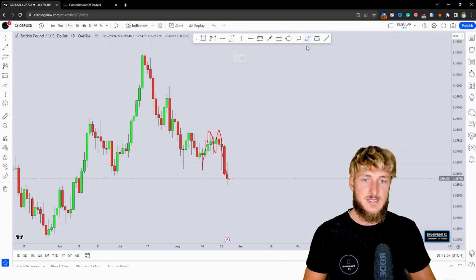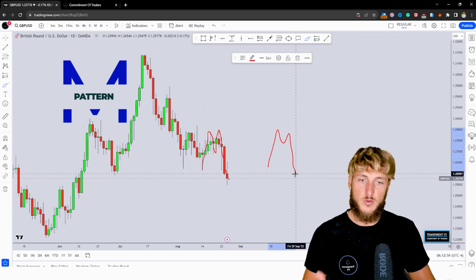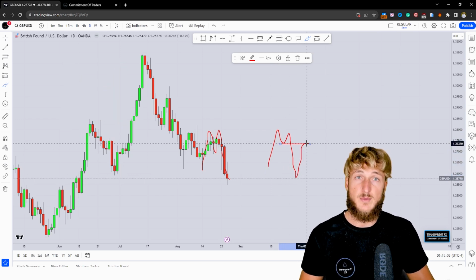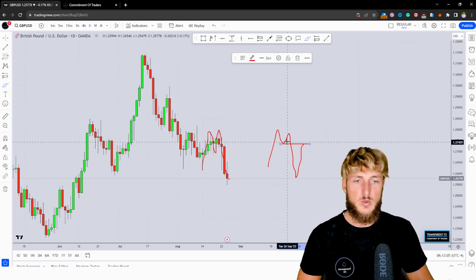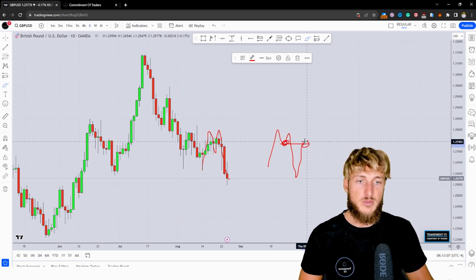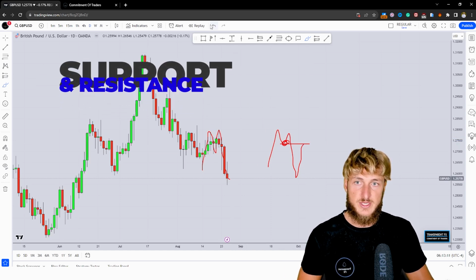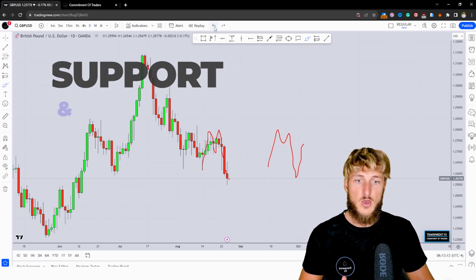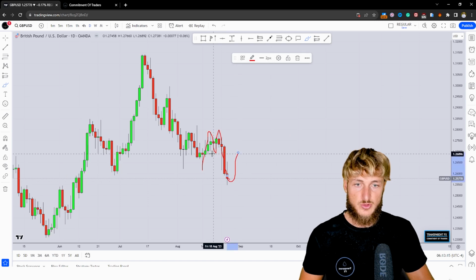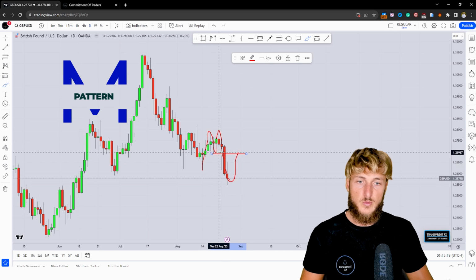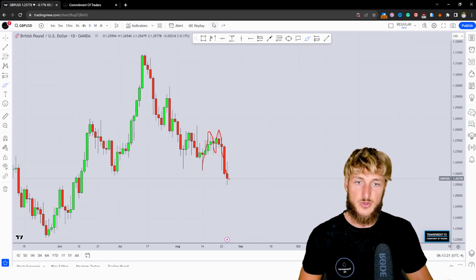Now, what we know is that after the creation of an M pattern, what we would expect is for the market to create a potential rejection to the upside. Specifically, what we would expect is a move higher and completion of this M pattern at the previous support turned resistance. So here in the daily time frame, we could expect a potential rejection to the upside for the completion of this M pattern at the neckline, which is this previous support turned resistance.